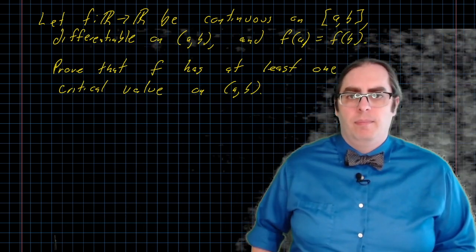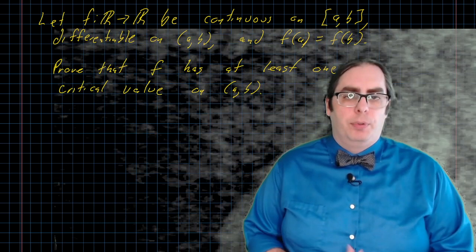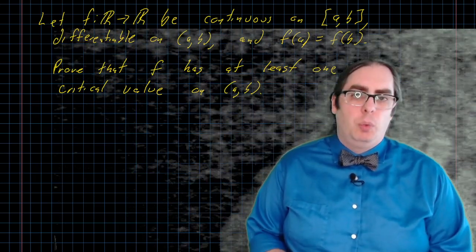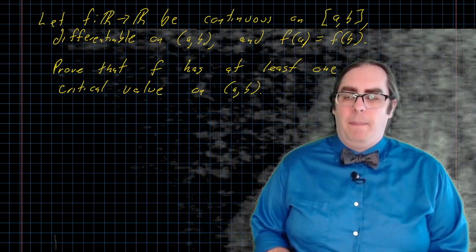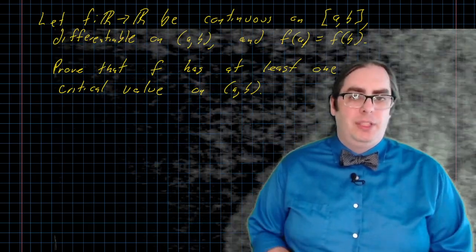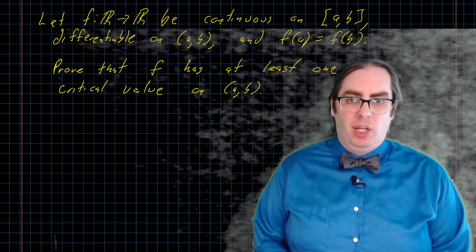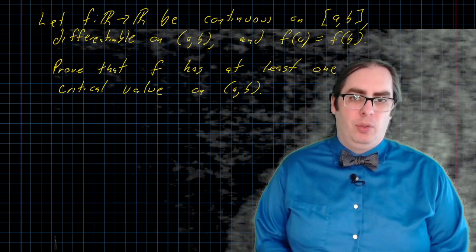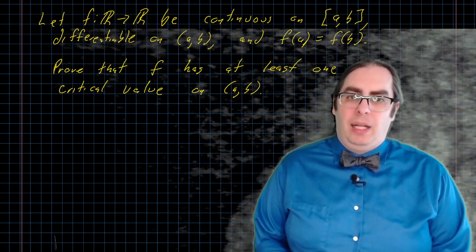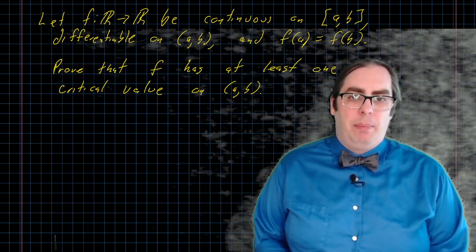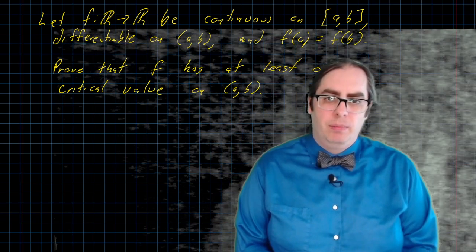I want you to prove that f has at least one critical value on the open interval from a to b. All right. Asking you to prove something is not my usual in this course, but this lesson very much is rooted in logic and not in computation, so I don't have a lot of other recourse. With that in mind, I do want to give you a couple of nudges in the right direction.